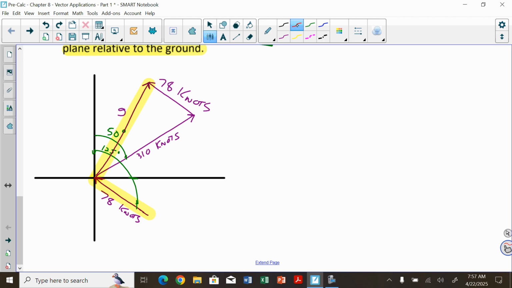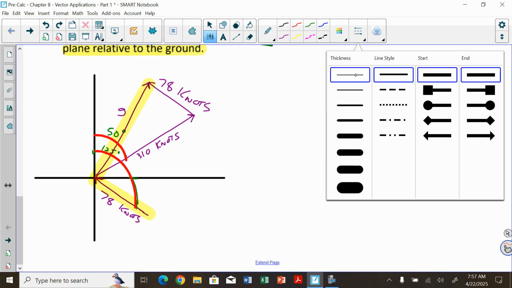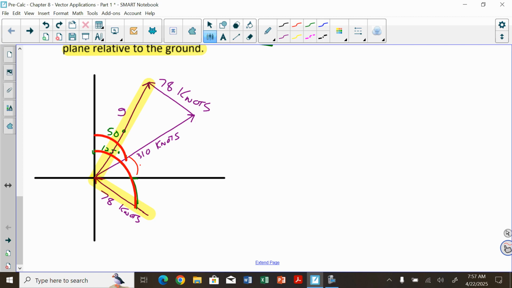All right, now we know that this whole angle was 125 degrees, correct? And we know that this angle here was 50, and this whole angle was 125. So I can find this little angle right in here to be 75 degrees. I just take 125 minus 50, and that gives me 75 degrees. So that's that angle.